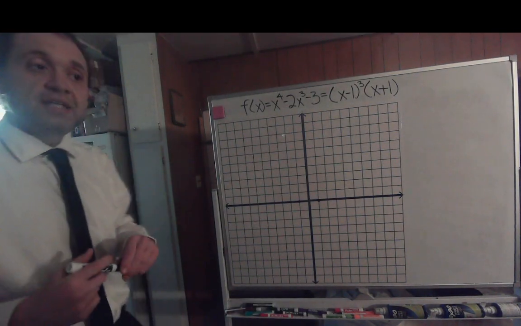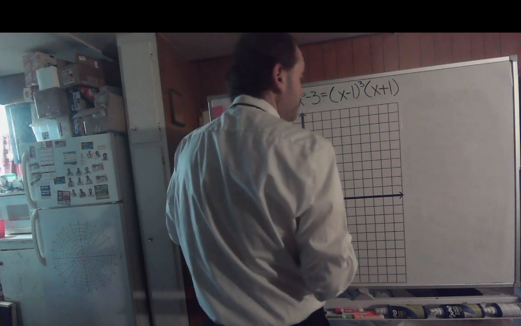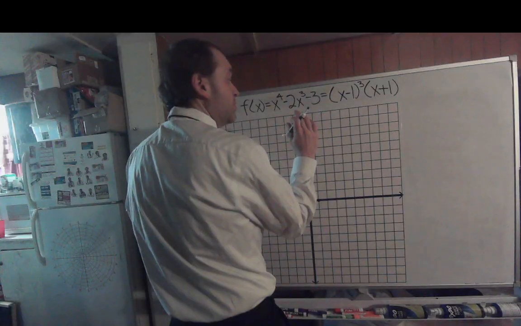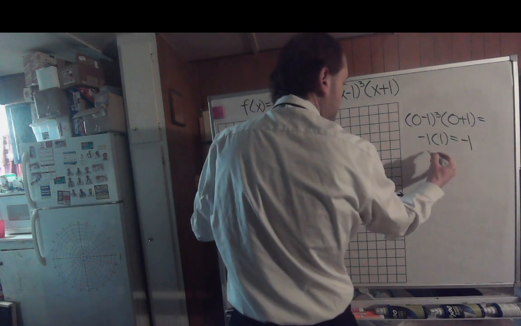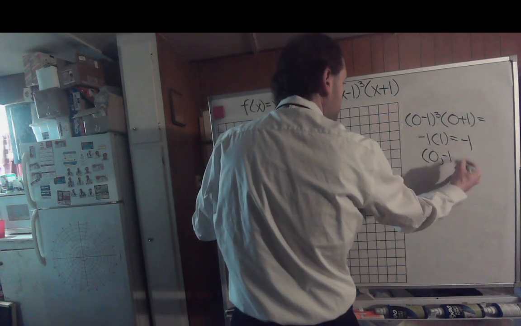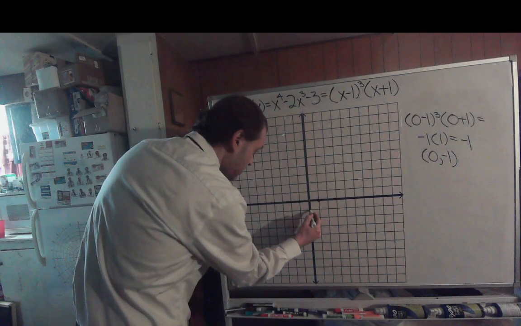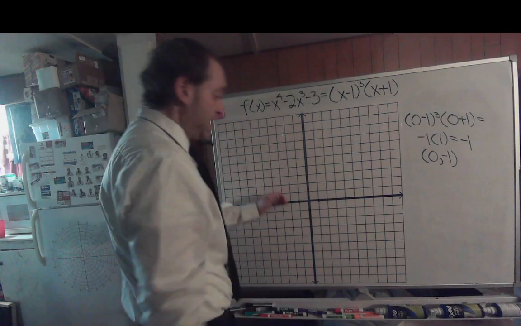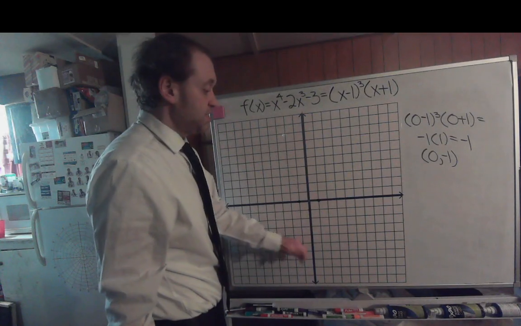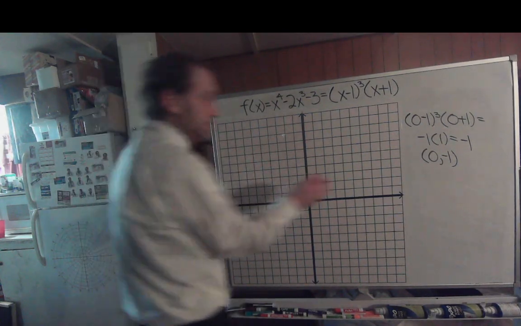It's also a good idea to plot the y-intercept. So the y-intercept always occurs when x equals 0. So if you take 0 minus 1 to the third power times 0 plus 1, all raised to the first power, you would just simply get negative 1 times 1, which would give you a y value of negative 1. So the y-intercept would occur at (0, negative 1). So let's go ahead and plot that too, the y-intercept, right? So we've now plotted both x-intercepts and the y-intercept. That's going to help us immensely here.